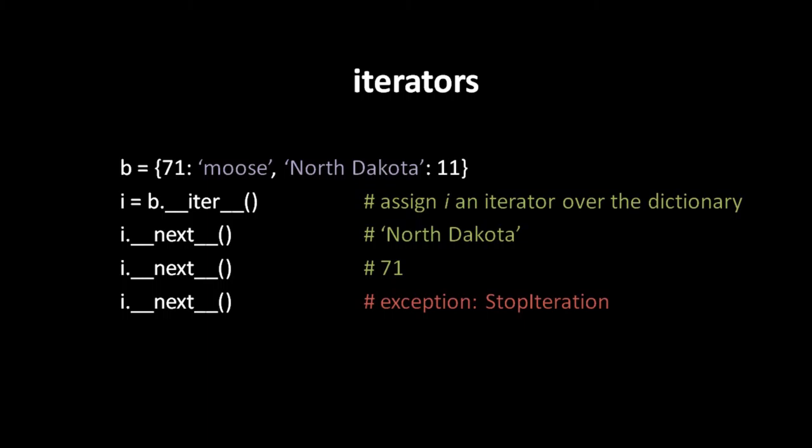So with map iterators, be clear on those 2 points. First, what you're iterating over are just the keys, not the values. And second, you iterate over the keys in no particular order.